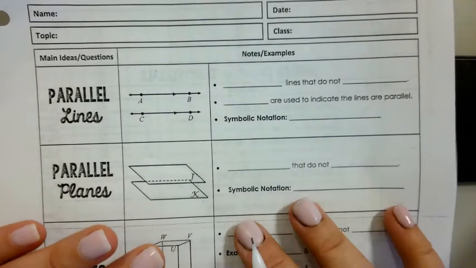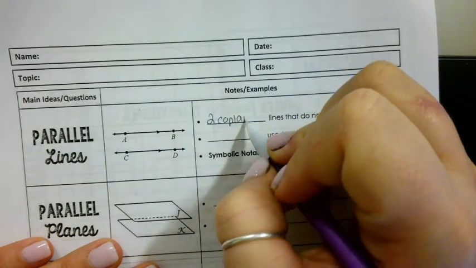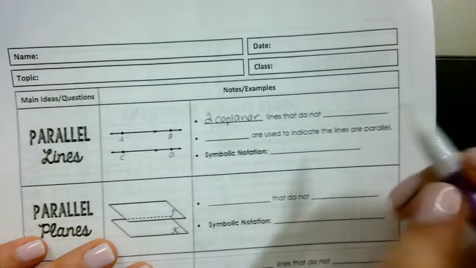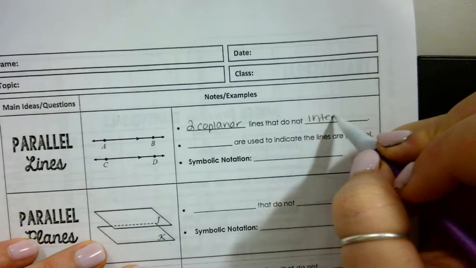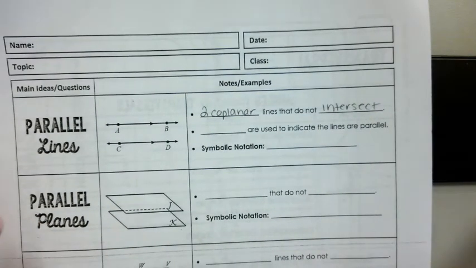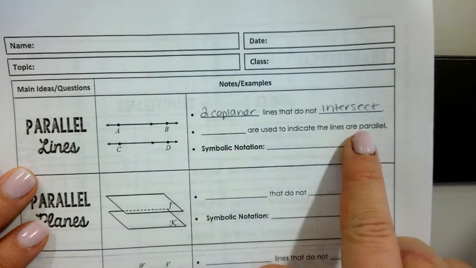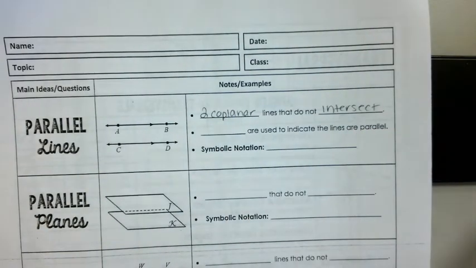So parallel lines are two coplanar lines that do not intersect. So they have to be on the same plane and they're not going to touch each other. So two coplanar means that they're on the same plane and they're lines that don't intersect.